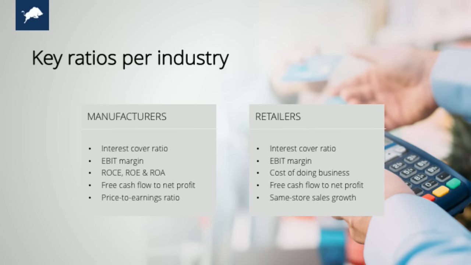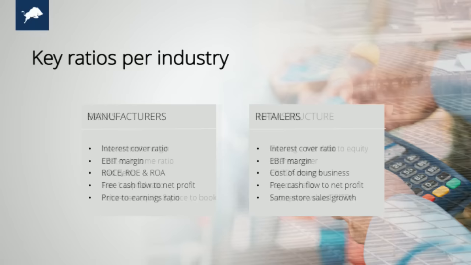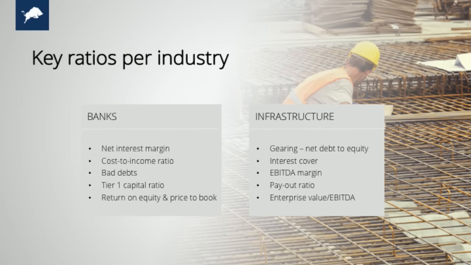If we move across to the next slide here, we've got banks and infrastructure. We look at different things, of course, for banks, and different things for infrastructure. But of course, there are common themes across all of them. Debt is really important to us. We don't typically like to look at too many things with a net debt to equity ratio higher than 50%. However, that doesn't stop us from looking at it. It just is a red flag which we want to investigate further.